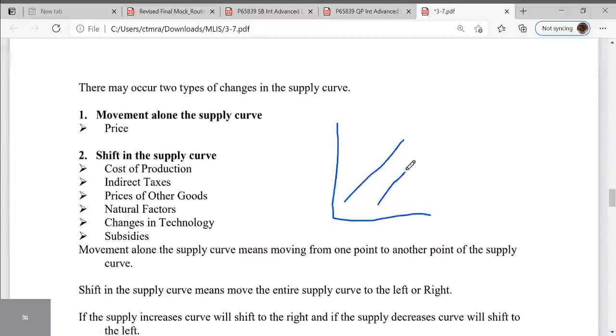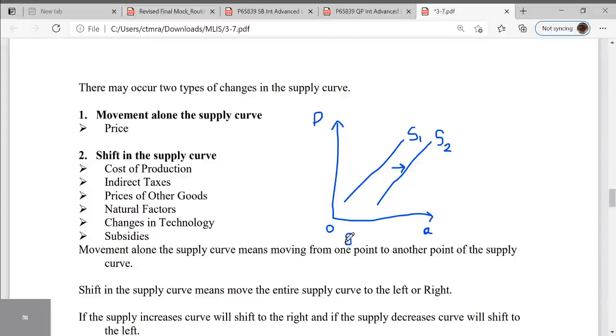So this is the diagram for a shift. See what's happening? Previously it was S1. For some reason it shifted to S2. So there is a rightward shift. That means it's shifting from S1 to S2, and it's getting farther away from zero. So this is a rightward shift, and a rightward shift means the supply is increasing.